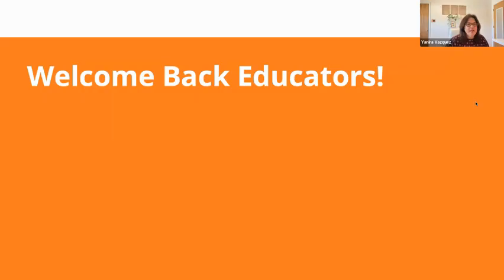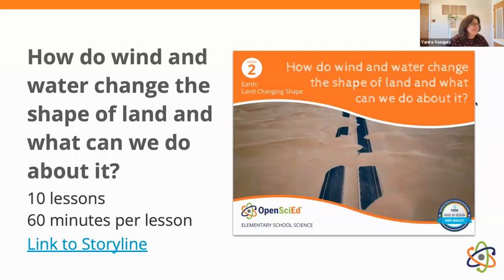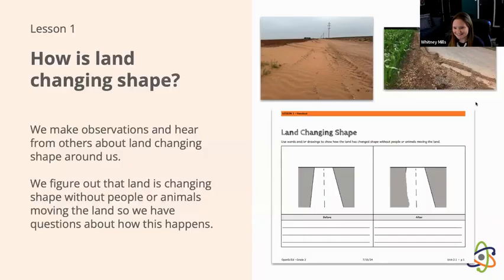Okay, so now let's dig into that storyline. Our storyline is 10 lessons. We just have the ability to experience a very abbreviated version of lesson 1 here. You all shared some great observations about how land might have changed shape in these 2 different pictures, in the videos, and all around us.